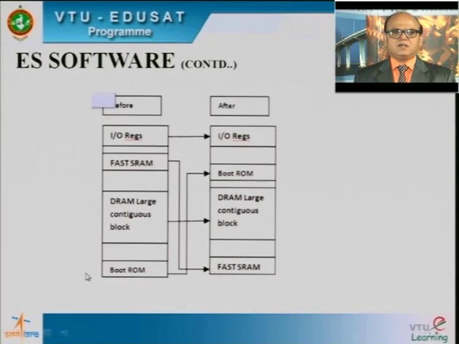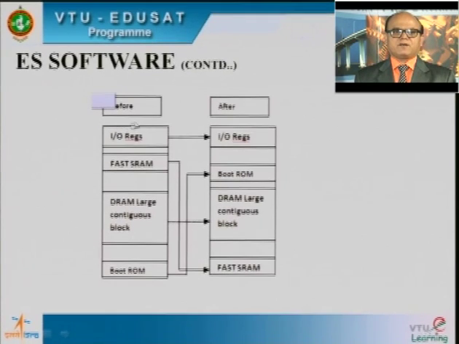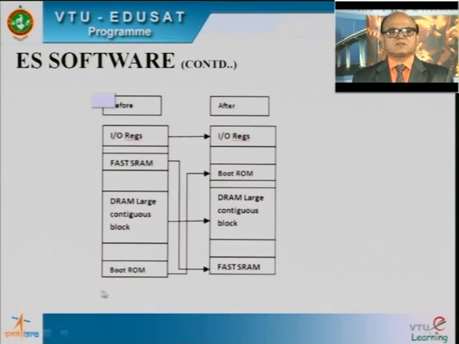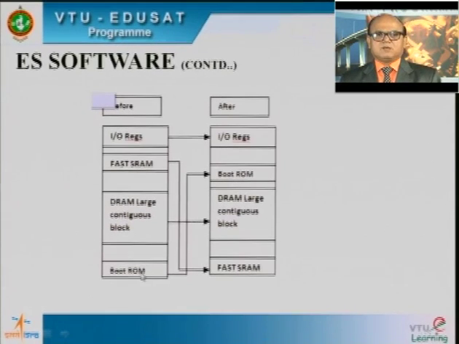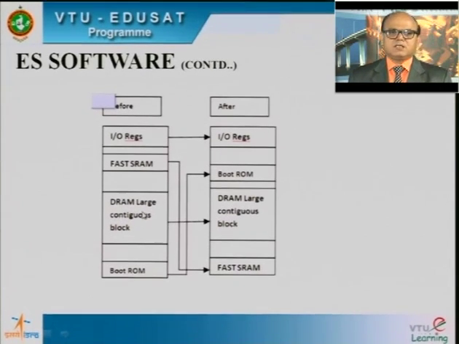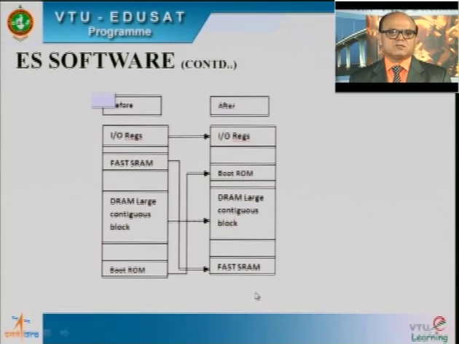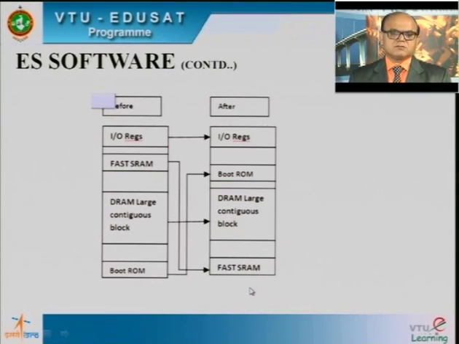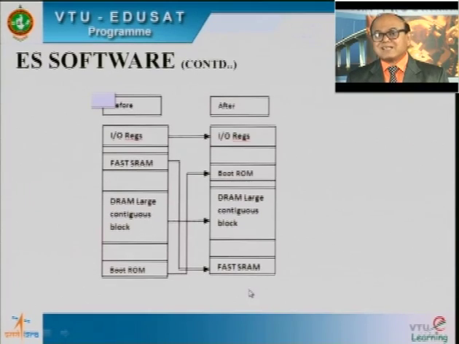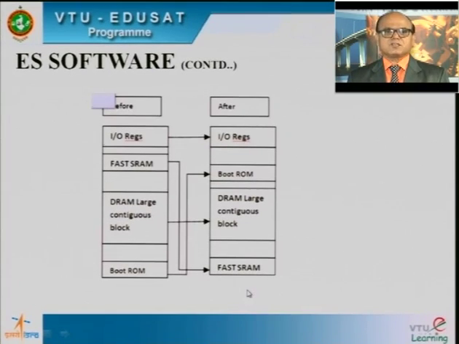So we find the addresses 000 to FFF here. Starting from address 000 we have the boot ROM mapped, and then we have a large contiguous block of DRAM, fast SRAM, and then IO registers and so on. But after that the memory configuration may change, so we find the fast RAM, and then the boot ROM. So before we have some memory configuration, but after the boot up, the remapping is done here. That is the task of the initialization code.